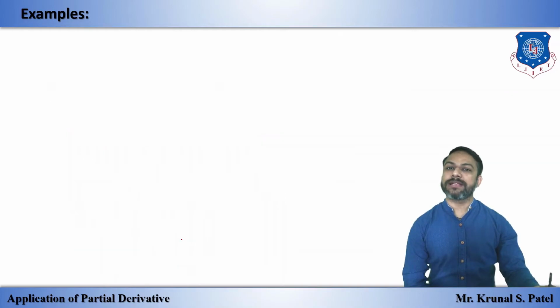Okay, now one more example. This example is again a little bit different from the previous three examples.